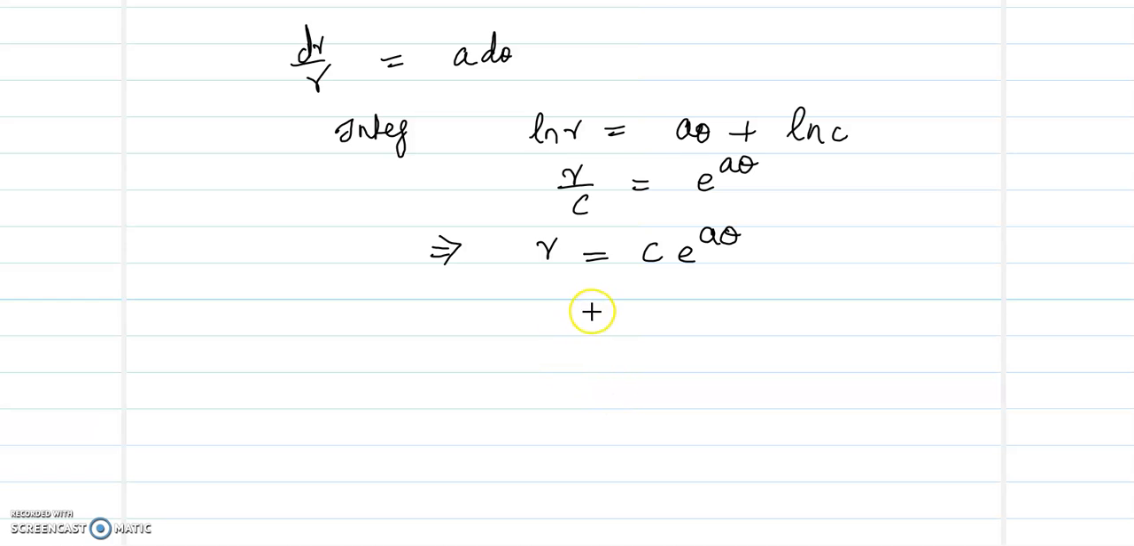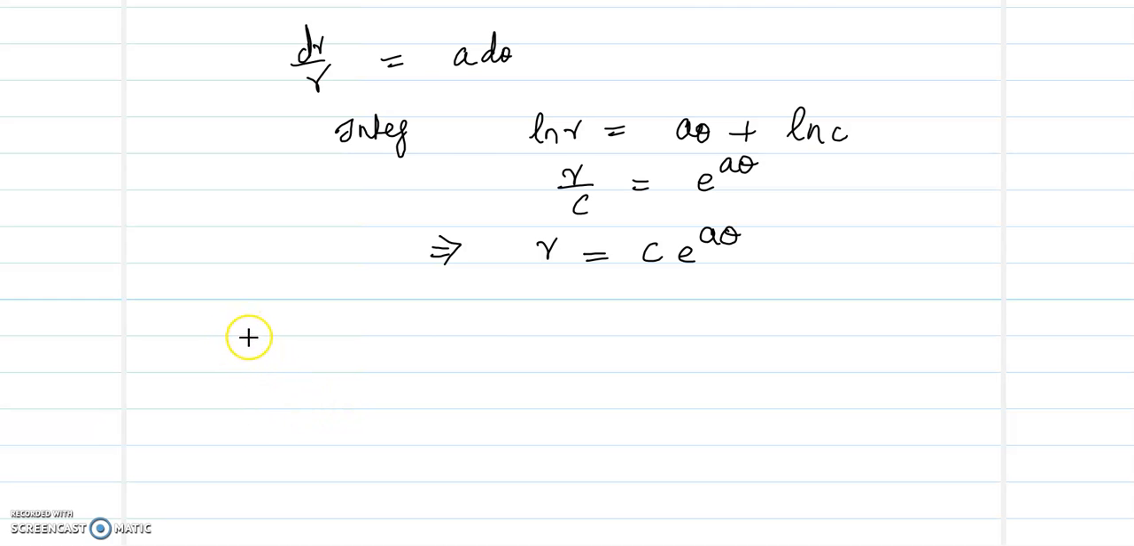Now you can go back to the solution in terms of x and y. By substituting r and theta, we will get the solution in x and y. So this is one way of solving your differential equation. Now if you look at this particular curve, this is a polar curve, of the form r equal to c e raised to a theta.